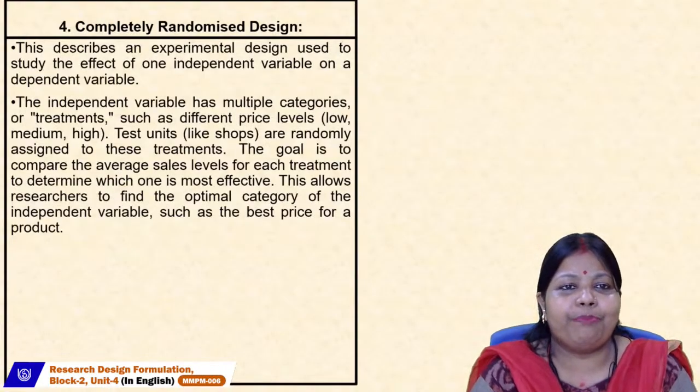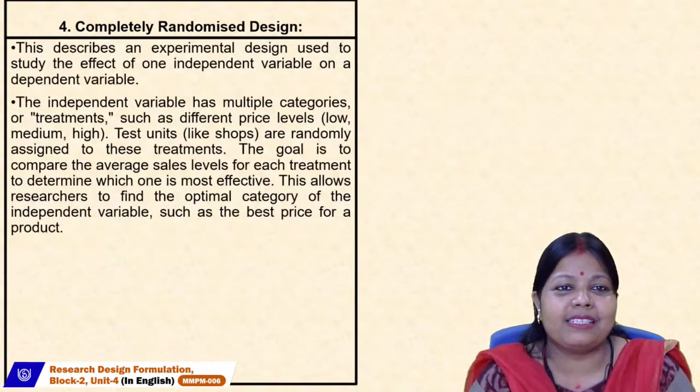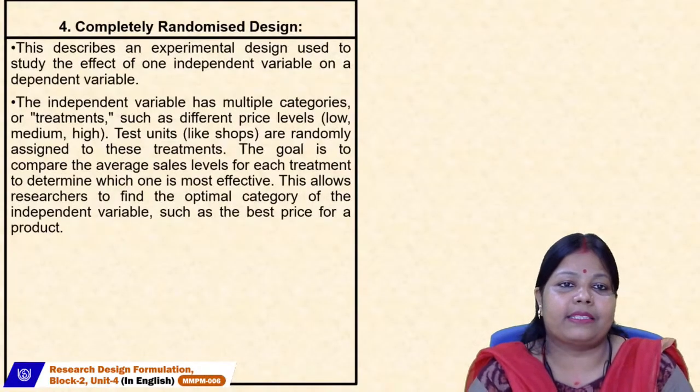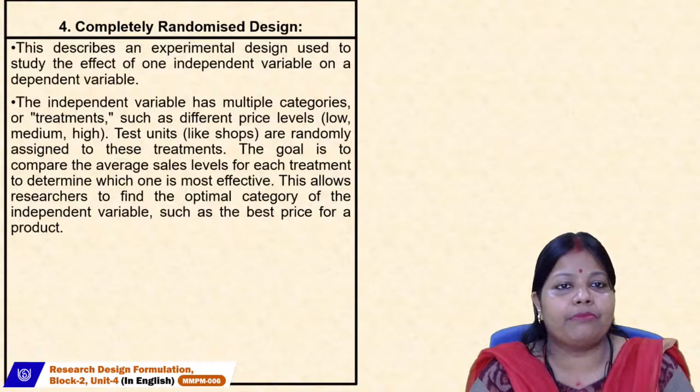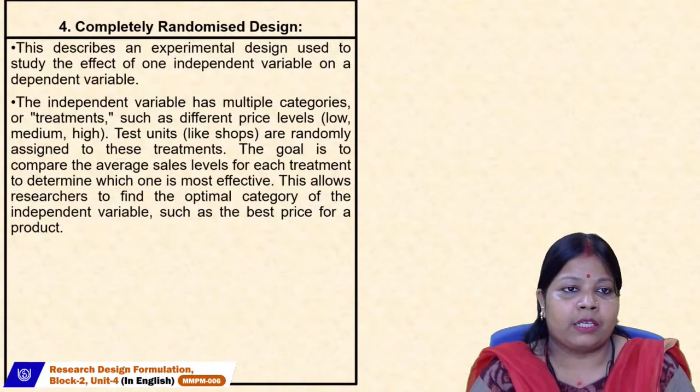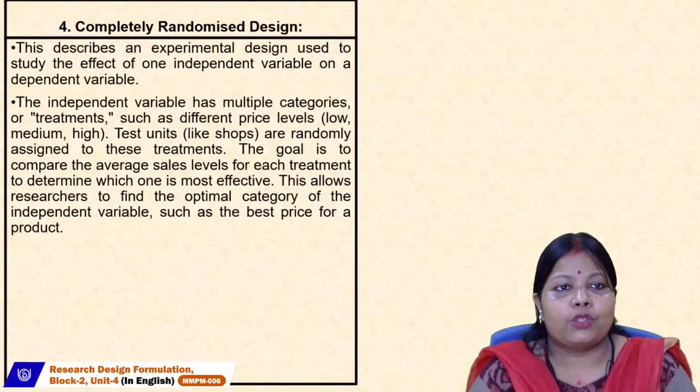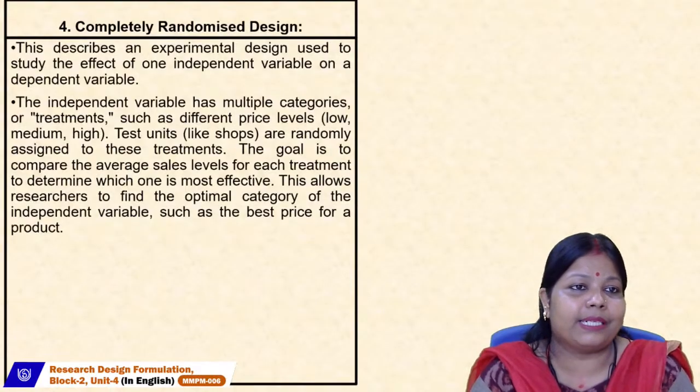Then the fourth one is the completely randomized design. Before going to completely randomized design, we must understand the term randomized. The meaning of randomized came from random or randomness, which is free from bias or any kind of prejudice. So here we are experimenting with a randomized process which is completely randomized.